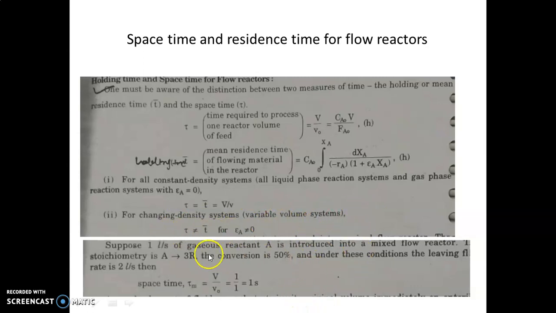So here is an example to calculate tau and T bar for a mixed flow reactor. This is a variable volume reaction system, A goes to 3R. So you have to calculate space time as usual. The volume of this reactor is 1 and this is the flow rate. So 1 divided by 1 is equal to 1 second.